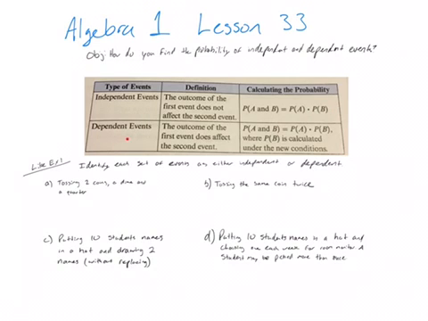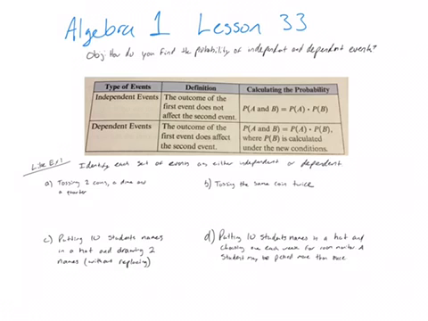Dependent events, if you're dependent on someone, that means you rely on what they're going to do. The outcome of the first event does affect the outcome of the second event. And if you want to calculate that one, again, you just multiply them, but you have to calculate the second one based on what's already happened in the first one. So let's just try real quick identifying events as either independent, where they don't affect each other, or dependent, where they do affect each other.